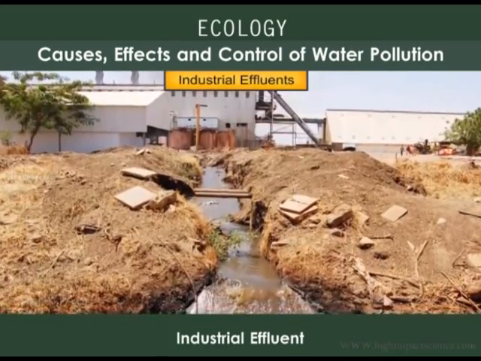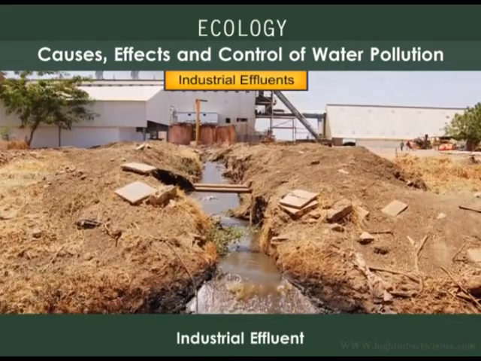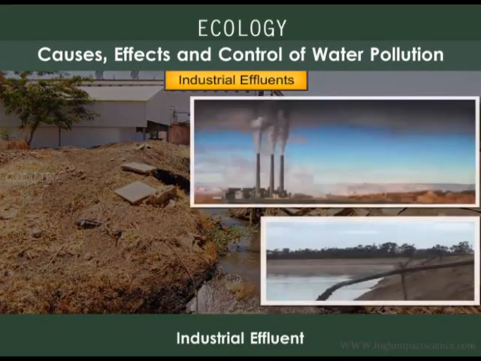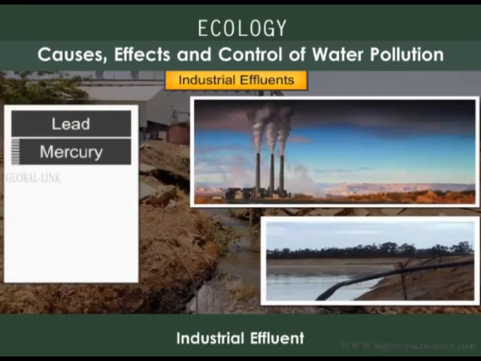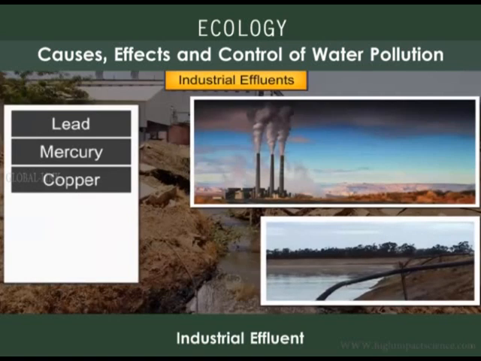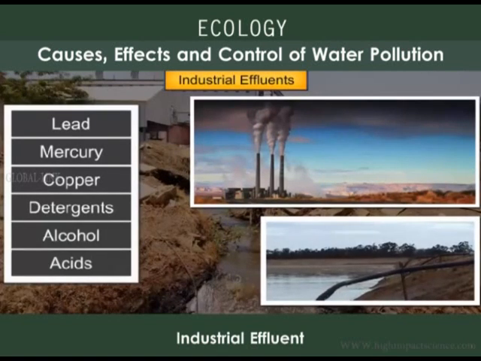Industries such as paper manufacturing, petroleum, sugar and textile mills release tons of wastewater that contains toxic metals such as lead, mercury and copper, along with detergents, alcohol and acids into water bodies.